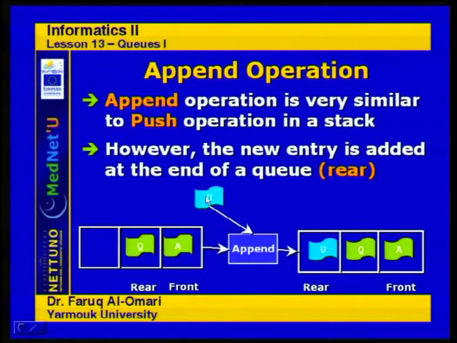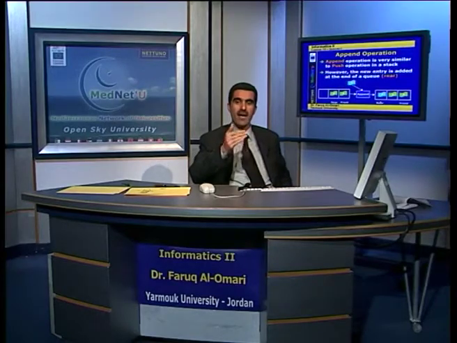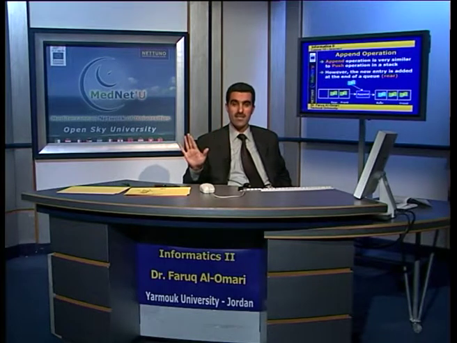Then I'm going to add it in the first available place in here. Front is not going to be changed, still pointing to this because A is still waiting for service. However, rear has to be adjusted so that it points to this new entry, because the very last entry in the queue is now this U. So rear is no longer pointing to the old entry, but rather to this one. So when I append, I adjust rear, front stays the same.